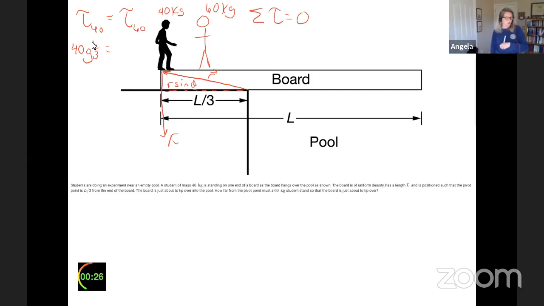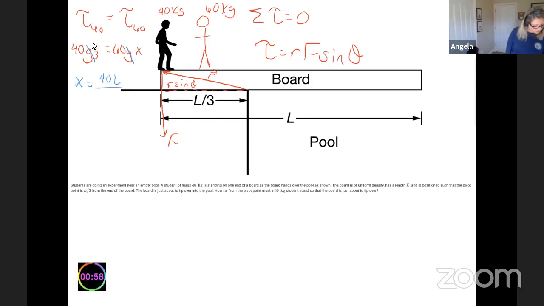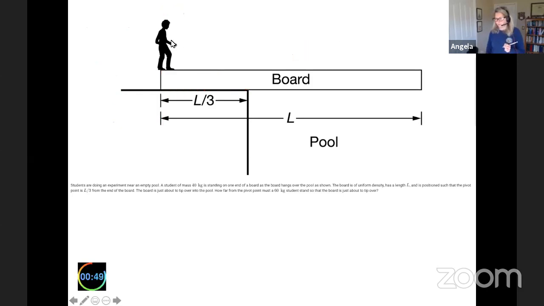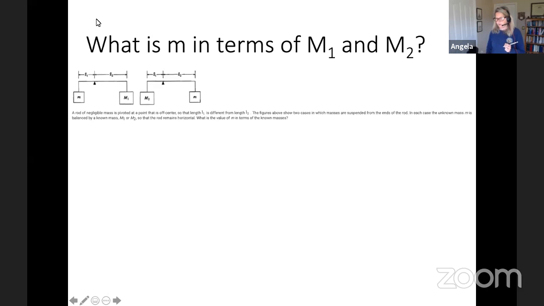And we want that to equal, let me just remind you, torque is R F sine theta. R sine theta is L over 3, and F is mg. Okay, and then we want that to equal the torque from the other student. So that would be 60g times x, and we don't know how far that person is from the pivot point, so we're going to leave it as x. Let's cancel our g's though. So we get x equals 40L over 3 times 60. So that's 2L over 9. Okay. Okay, try this one. You got to find little m.